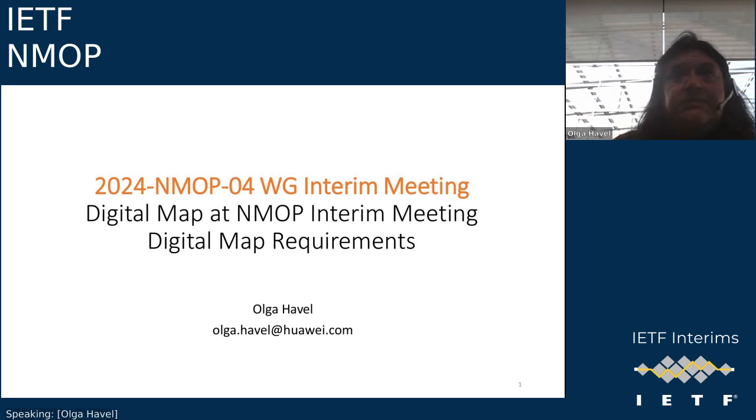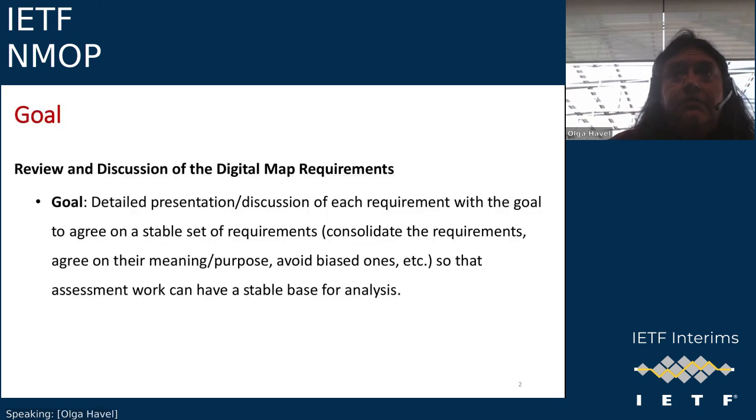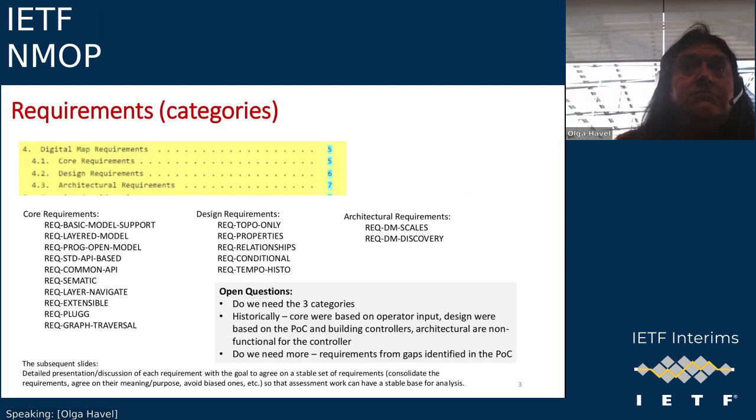So this one is about the requirements, and the goal is a detailed presentation and discussion about each requirement, with a goal to agree on a stable set of requirements, consolidate them, agree, avoid biased ones, etc. So the goal is then that this work can be a stable base for further analysis of the approaches and the models, etc. So I didn't do any updates based on the requirements in the original document, and we didn't really have, as authors, discussion after the last review about the requirements themselves.